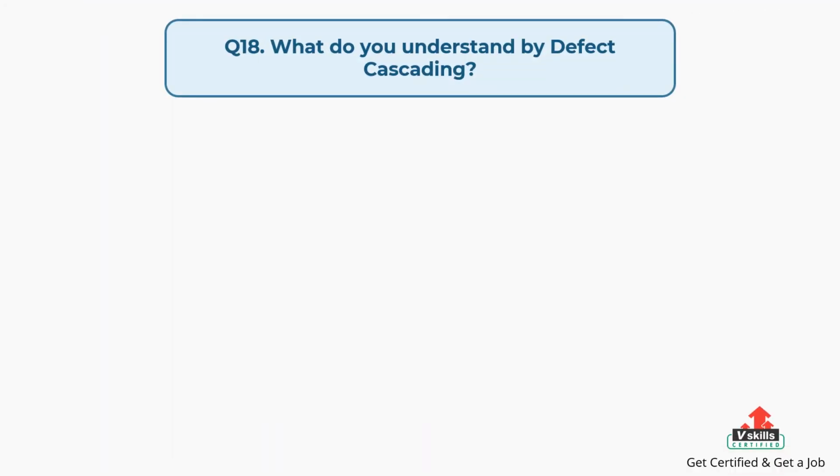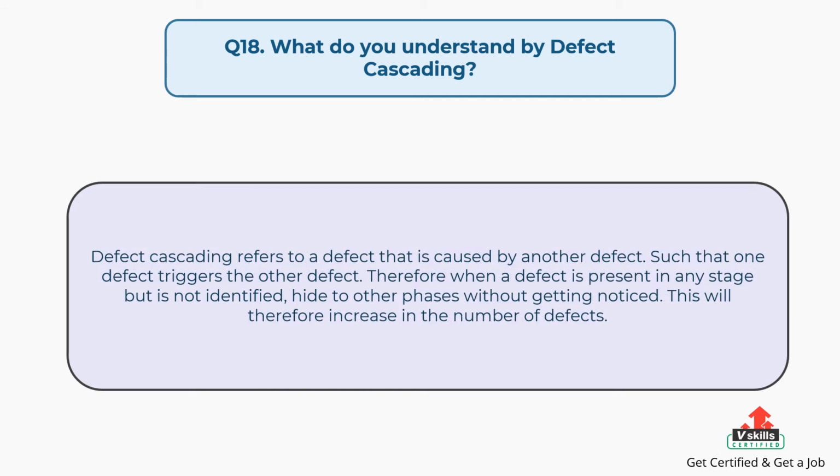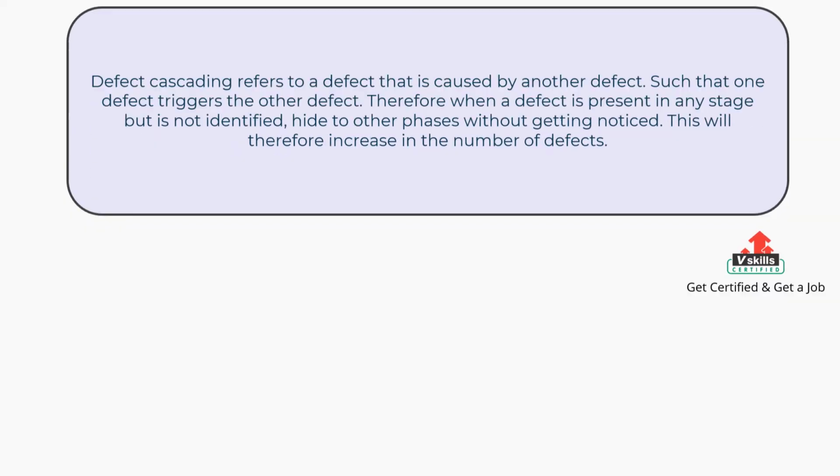Question number 18. What do you understand by defect cascading? The answer is, defect cascading refers to a defect that is caused by another defect, such that one defect triggers the other defect. Therefore, when a defect is present in any stage but is not identified, it hides to other phases without getting noticed. This will therefore increase the number of defects.